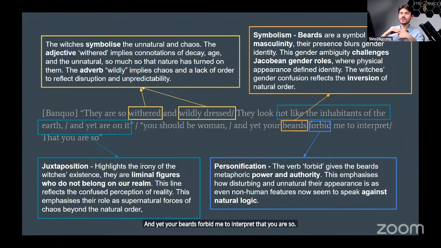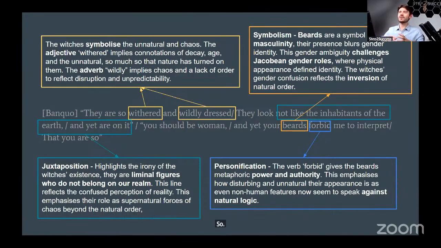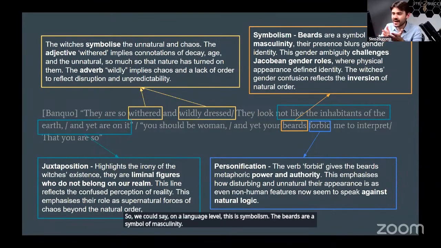So there's a few things we could pick out from this. I mean, contextually, we could link this to gender and the great chain of being. The fact that they've literally got male features. He says that they've got beards, which are stereotypically related to more masculine features. So we could say that on a language level, this is symbolism. The beards are a symbol of masculinity. Their presence blurs gender identity.